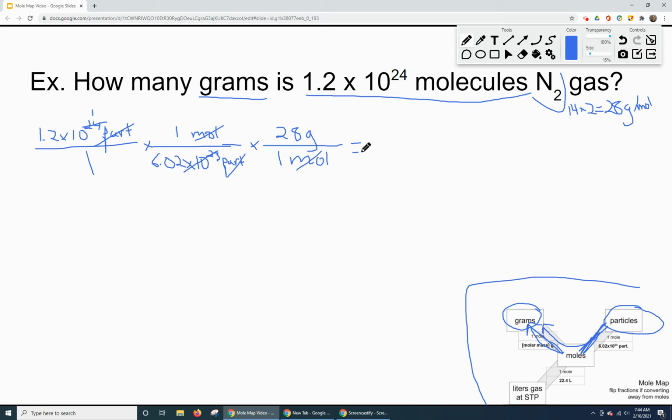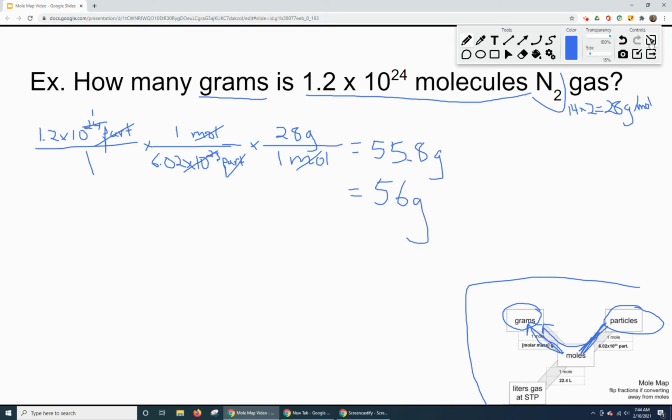So this is going to be 1.2 times 10 to the 1st times 28, multiply across the numerator, and then multiply across the denominator and divide. So I'm dividing by 6.02. And so my answer is 55.8 grams, which really should round to 55 grams, or excuse me, 56 grams.